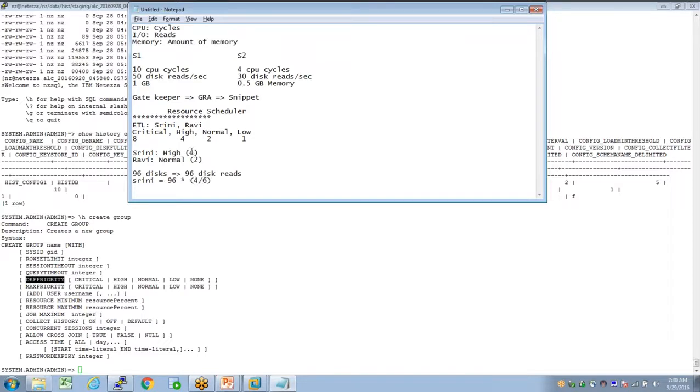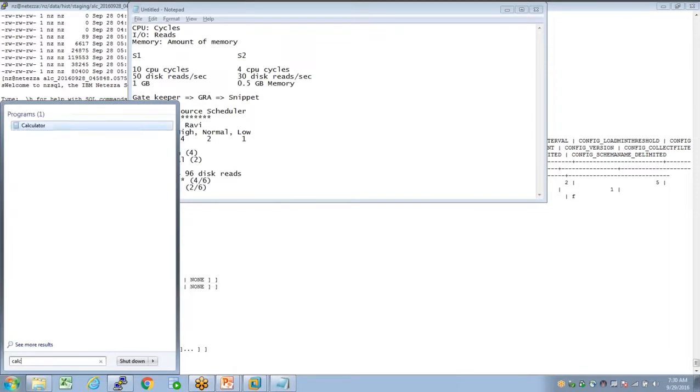4 out of 6 shares, right? It's out of 6 shares, he needs to share 4. So how much does Ravi get? 2 by 6. They share these 96 resources in the form of 4 by 6, and this guy will share in the form of 2 by 6.